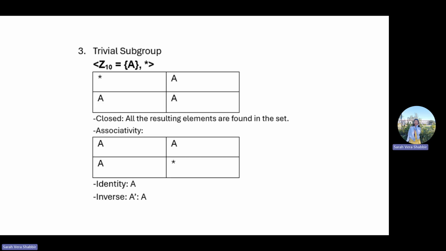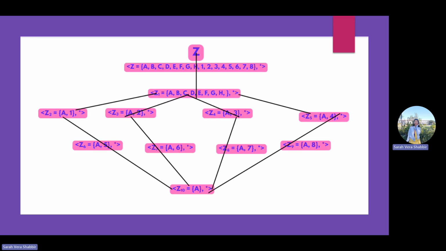Now, let's move on to our trivial subgroup. Remember from what I said earlier, the trivial subgroup consists of the identity element. If we have the identity element only, one element only, then whatever rotation we do, it is closed, it forms associativity, and of course has the identity and has the inverse, which is also letter A.